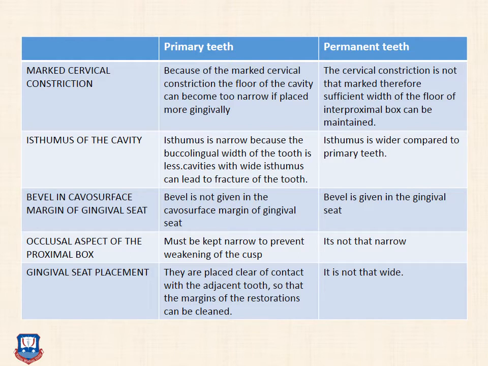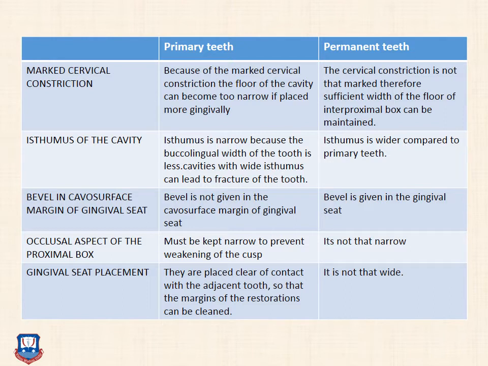The gingival enamel rods are oriented occlusally, because of which the bevel is not given in the primary teeth, while in permanent teeth the enamel rods are directed gingivally, so bevel is given in the gingival seat.